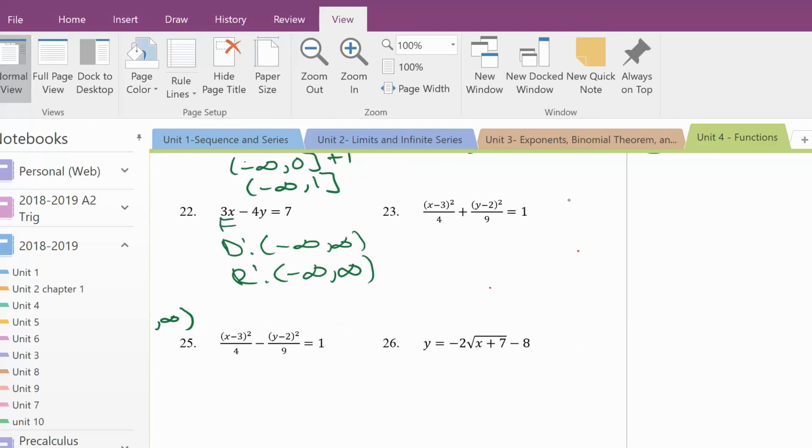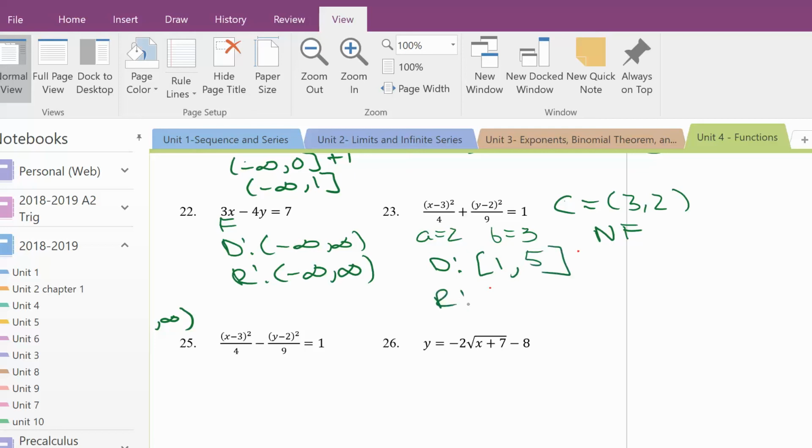Number 23 is an ellipse. The center is still 3, 2. But now for the x, you take the square root of 4, which is 2. And for the y, you take the square root of 9, which is 3. So for the domain, this is not a function. For the domain, you go 3 minus 2, which is 1, and 3 plus 2, which is 5. For the range, you go 2 minus 3, which is negative 1, and 2 plus 3, which is 5.